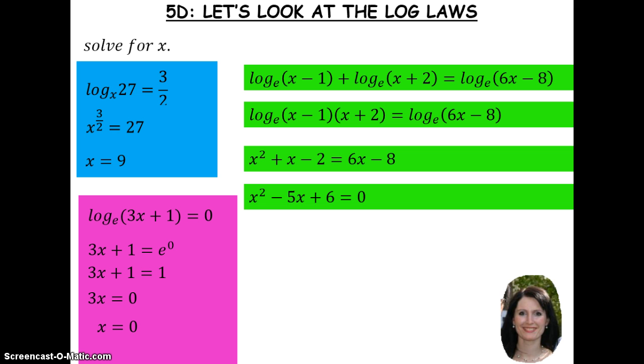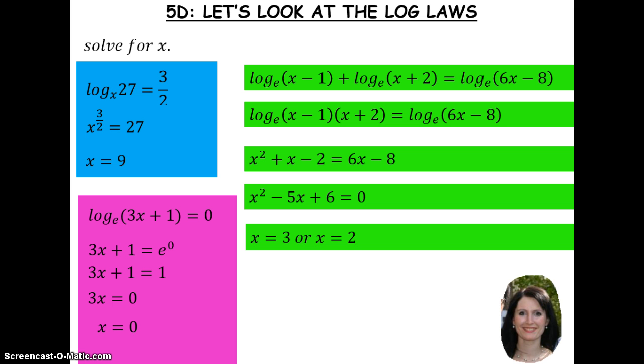Solve in the usual way. We get x squared minus 5x plus 6 equals 0. I use cross multiplication to do that, and I find that x is 3 or x is 2.